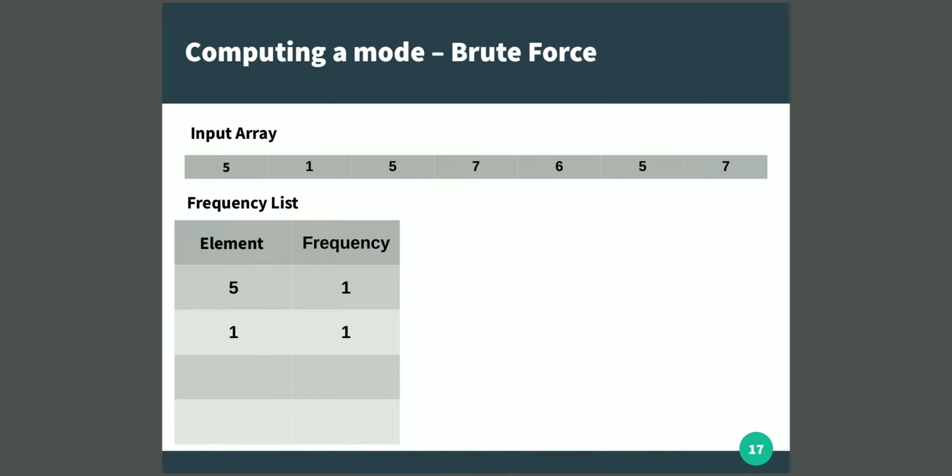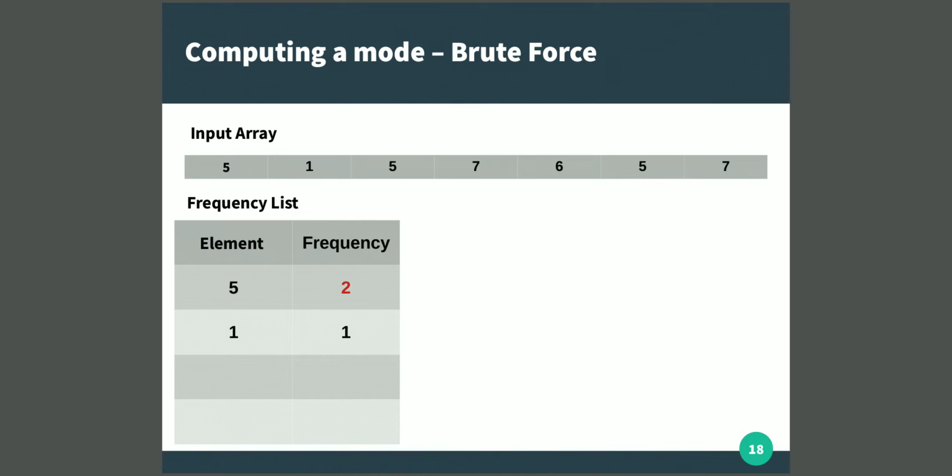Next, we come to the third element, and now when I check, 5 is already present in the frequency list. So this is not a new element, but rather an element that has occurred earlier. We have just found another occurrence. So what we need to do now is increase the frequency by 1. Okay, which is what has been done now.